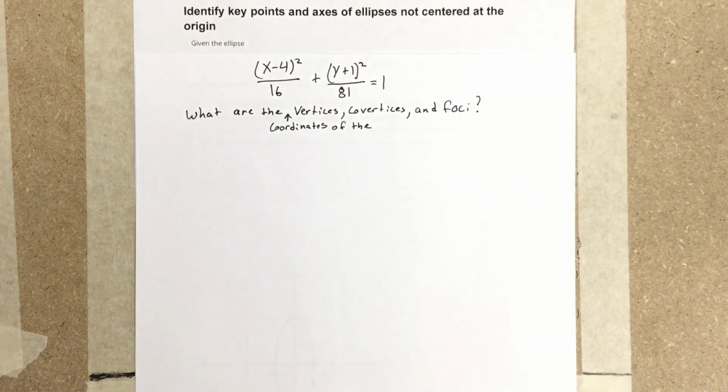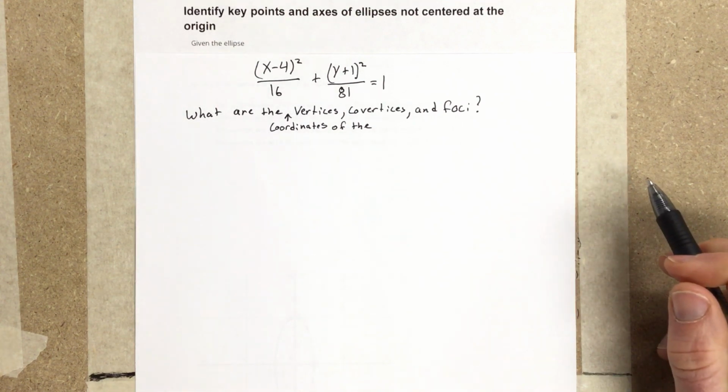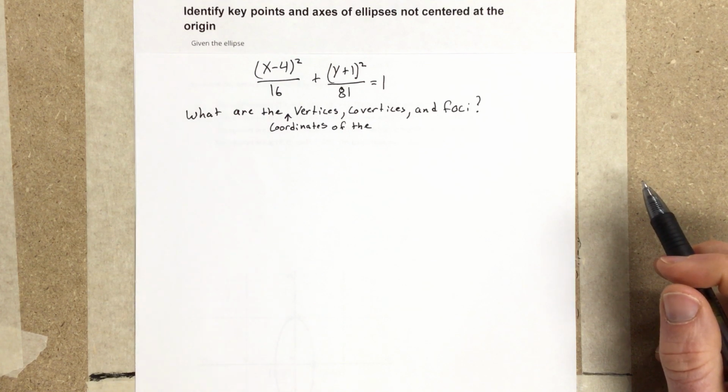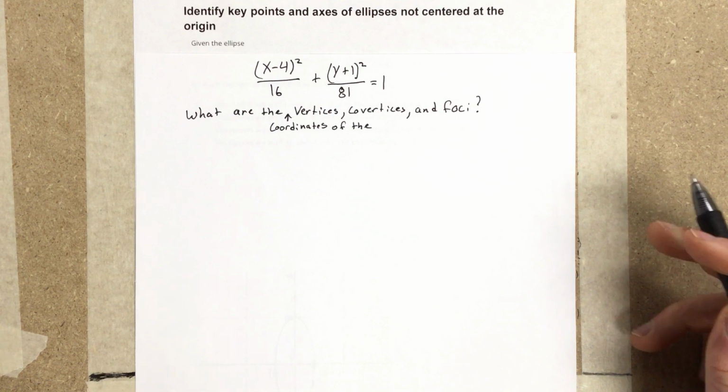In this video, we're going to identify key points and axes of ellipses not centered at the origin. And it says, given the equation (x − 4)² divided by 16 plus (y + 1)² divided by 81 equals 1, what are the coordinates of the vertices, covertices, and foci?